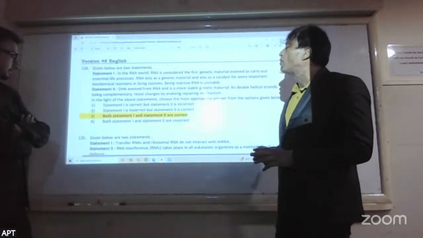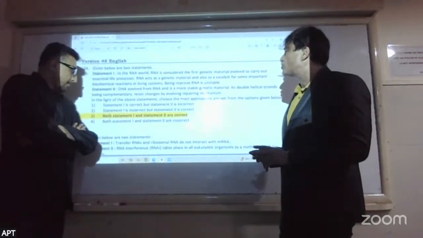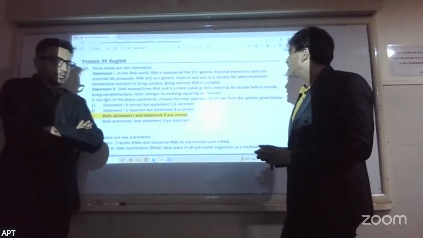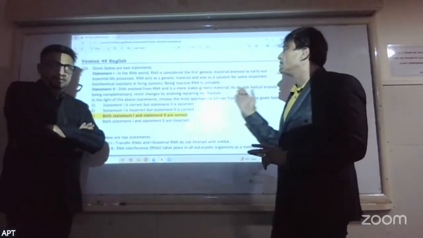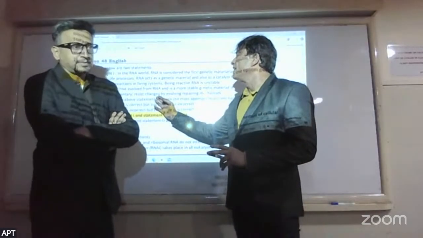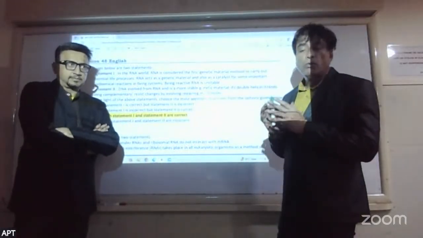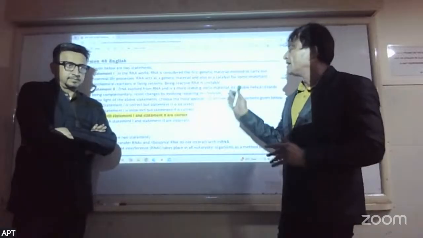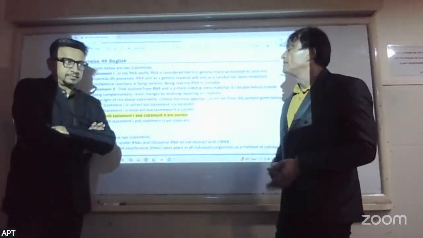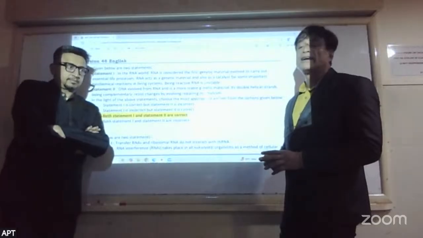Statement 2: DNA evolved from RNA and is more stable. Yes, and it's a genetic material. Its double helical strands, being complementary, resist changes by evolving repairing mechanism. Both the statements are featured in NCERT and both are true. So the answer is both statement 1 and 2 are correct. Can we go ahead?